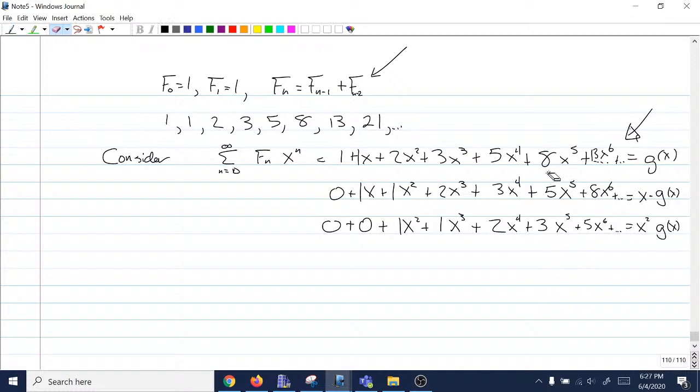What do I get when I add x squared g of x plus x g of x? I'm getting 5 plus 8 is 13. 3 plus 5 is 8. 2 plus 3 is 5. 1 plus 2 is 3. 1 plus 1 is 2. 0 plus 1 is 1. Uh-oh, wait a minute. I'm not getting the right thing here. I'm getting almost the right thing for g of x, except this first term didn't follow the same rule. I'm getting g of x, except I'm missing the first term. I'm getting g of x minus 1.